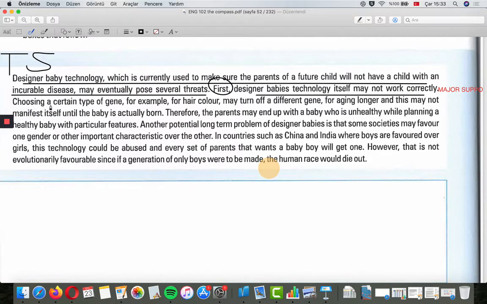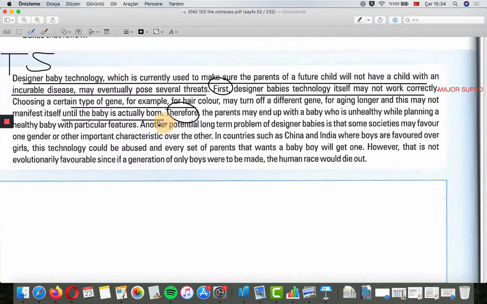And then it says choosing a certain type of gene, for example, hair color, may not show, but it might cause more diseases when the baby is born. So these are minor supports and examples. And then it says, therefore, comes up to a conclusion. So this sentence, arkadaşlar, is the conclusion of this first support. Okay?